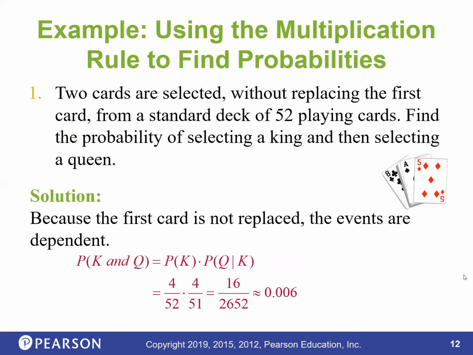So let's go with it here. So in this case, selecting a king and then a queen is going to be like this. And if you want to write this down, it's going to be P of K, selecting the king, and then the probability of selecting the queen given that the king has been selected already. And it kind of makes sense. I think you guys tell me if that makes sense here. So 4 out of 52 to select the king.